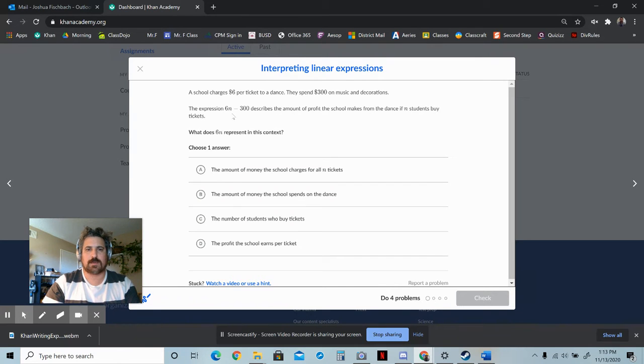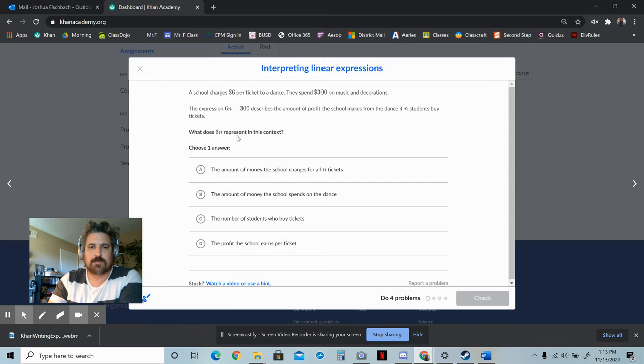tickets. So $6 per ticket, 6 times the number of people buying tickets, minus the $300, and that's minus the cost that they had. So that would be the profit, right? So how much they raised is 6n, and then take away the cost for the event, that's 300, and then that would be the profit.